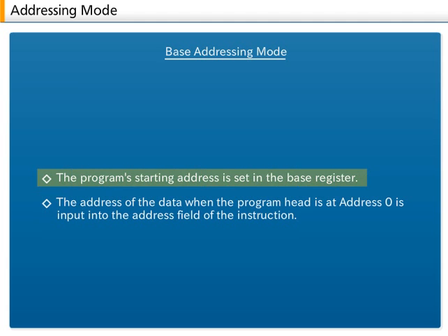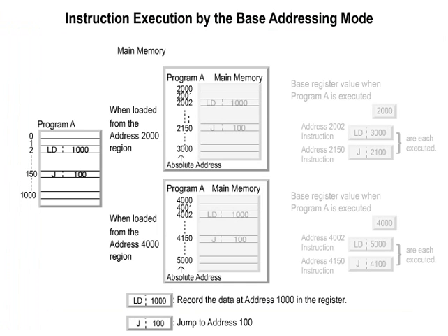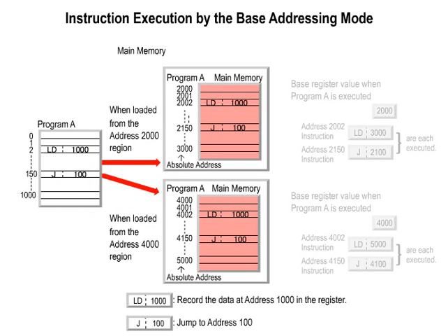The method of calculating the effective address is similar to that of the index addressing mode. However, it is different from index addressing in point of placing the starting address in the register in lieu of placing it in the address field. In this mode, the value of the address field of the instruction is not altered, and can be loaded and executed anywhere in main memory.